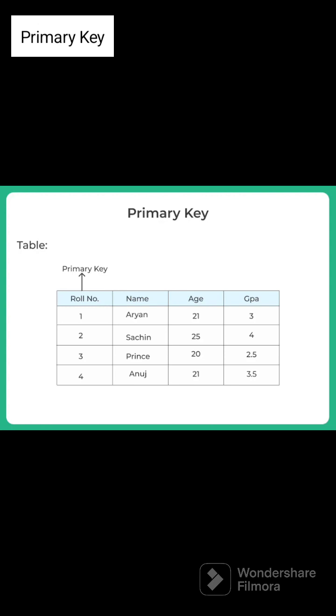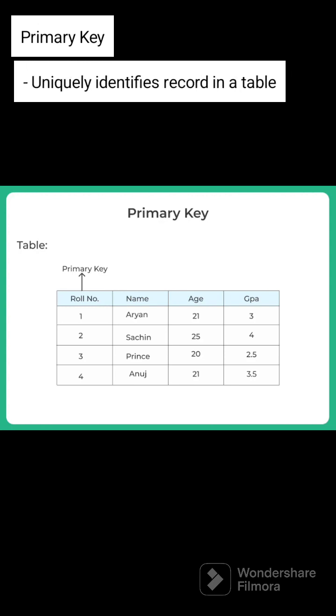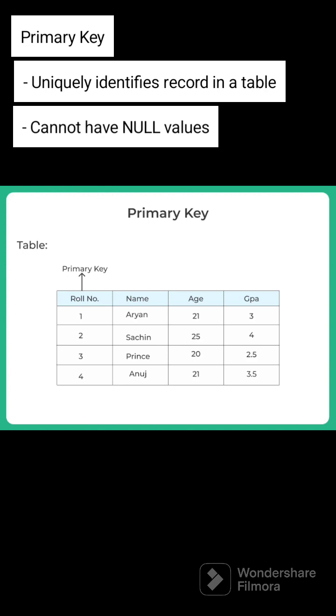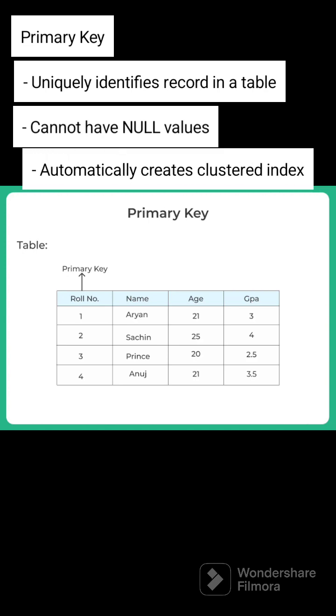Starting with the primary key. A primary key is a column or a set of columns in a table that uniquely identifies each row in that table. It ensures that there is no duplicate value in the primary key columns, there can be only one primary key per table, and it cannot contain any null values. The primary key is automatically indexed, which helps improve query performance when searching for records using the primary key.